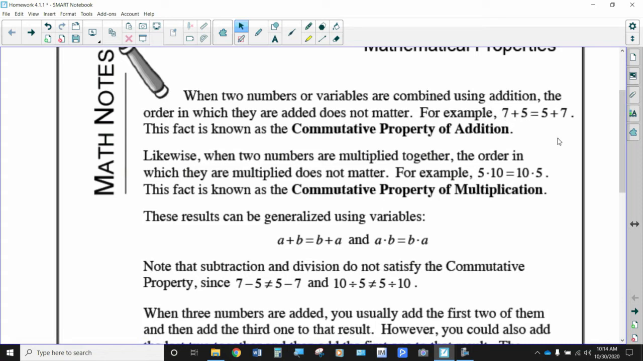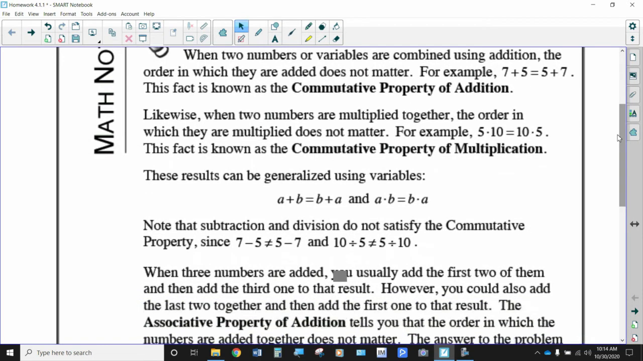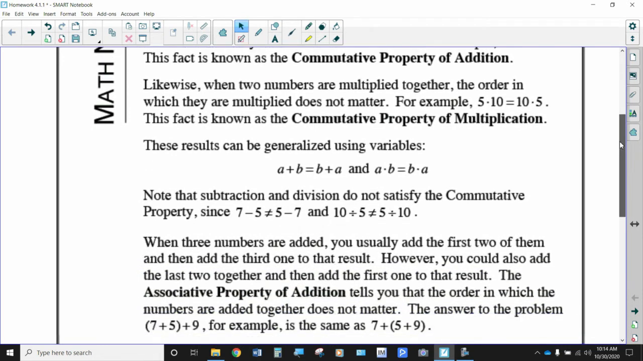So you can incorporate that when you are simplifying expressions, and it might actually make it easier to simplify those expressions mentally and not have to work through the whole PEMDAS order of operations and show a lot of work.